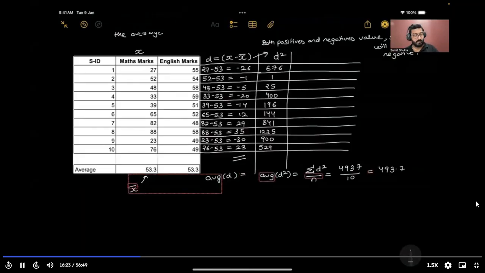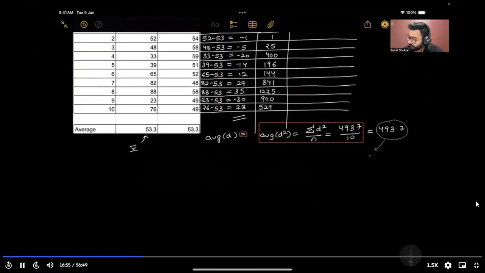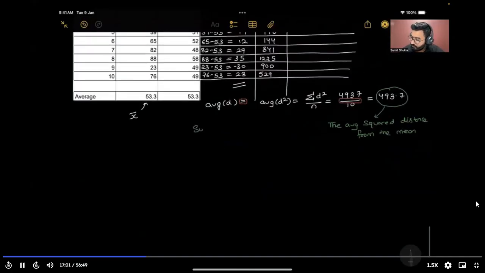But what is the meaning of this? What does it actually mean? This value is basically the average squared distance from the mean. But I hope you guys will agree that we humans cannot interpret square values, right? So to make it more interpretable, we will take a square root of the average of d square.